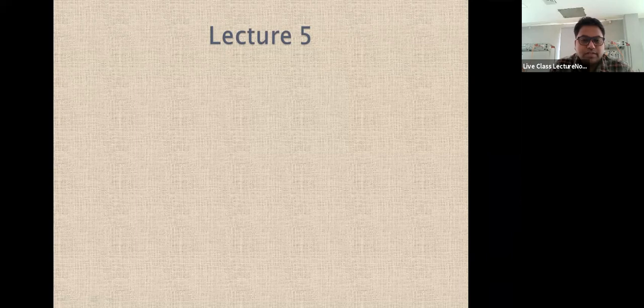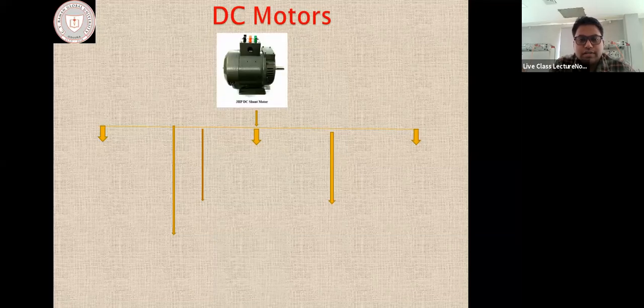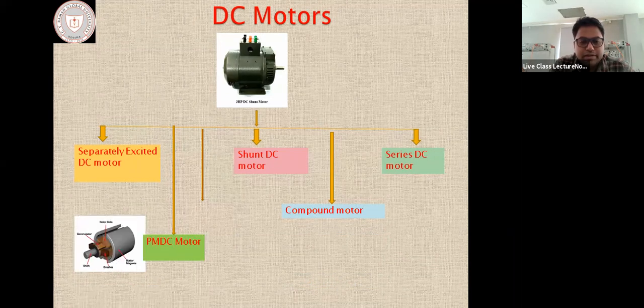Okay, so let's continue with lecture 5 now. It's already 2:05. So lecture 5 starts with the types of DC motors that are available for having your electric drives, right? So DC motors can be classified as separately excited DC motor, then shunt DC motor, series DC motor. This is the compound, which is basically a combination of shunt and a series winding, which can be either differentially added or additively added. Then we have permanent magnet DC motor. Then we have servo motors. So let me discuss each one of them.